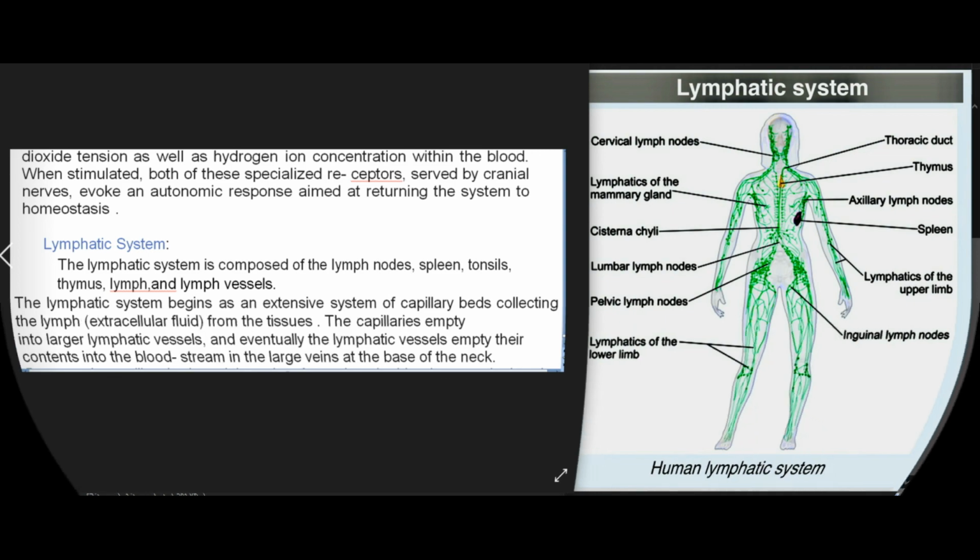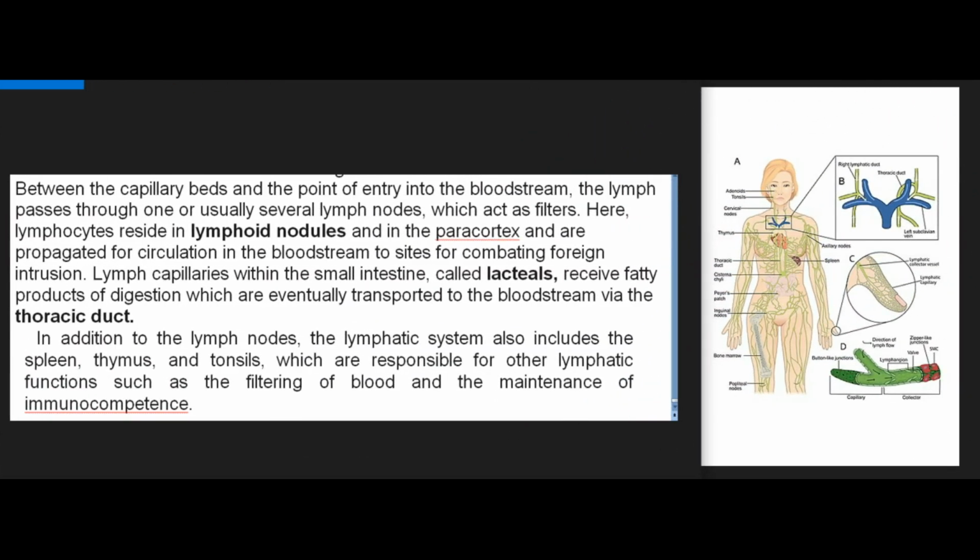Between the capillary beds and the point of entry into the bloodstream, the lymph passes through one or usually several lymph nodes, which act as filters. Here, lymphocytes reside in lymphoid nodules and in the paracortex and are propagated for circulation in the bloodstream to sites for combating foreign intrusion. Lymph capillaries within the small intestine, called lacteals, receive fatty products of digestion which are eventually transported to the bloodstream via the thoracic duct.